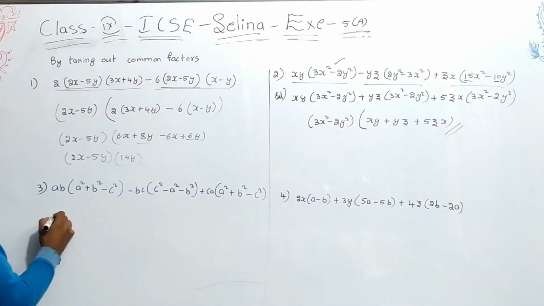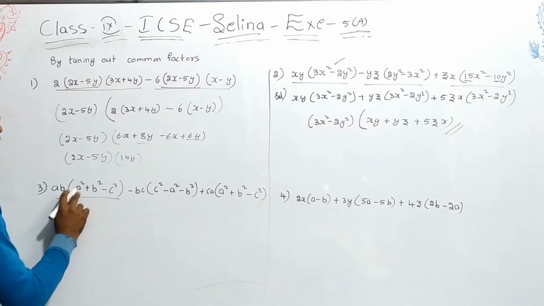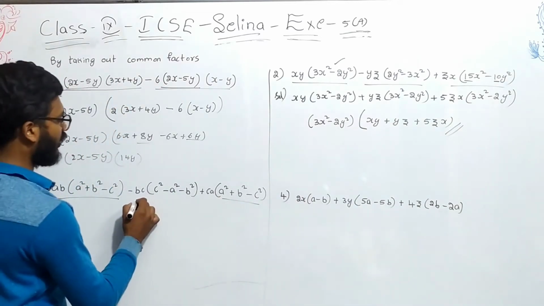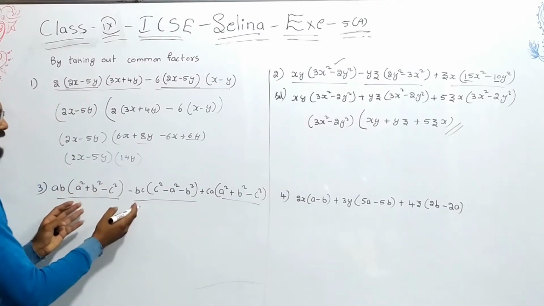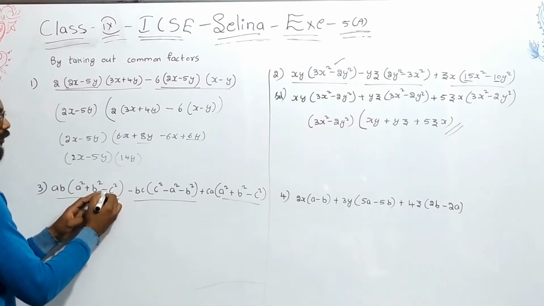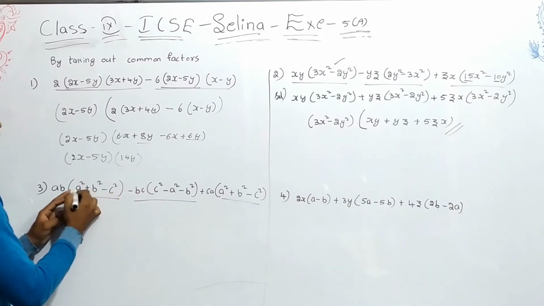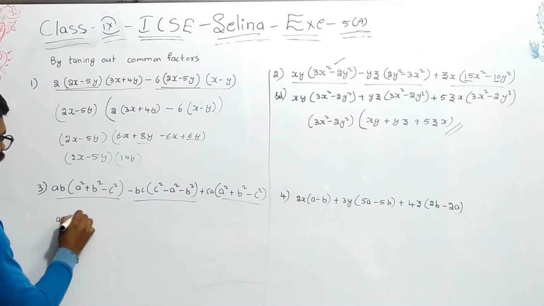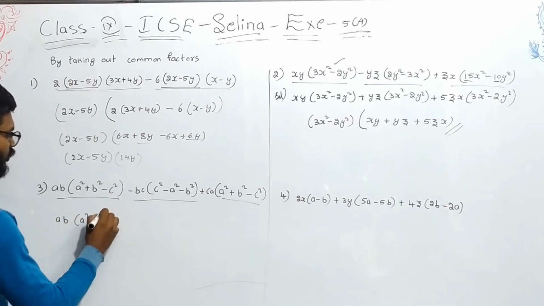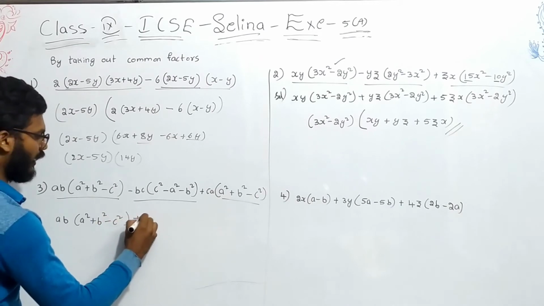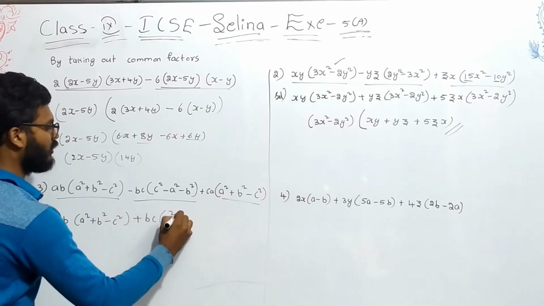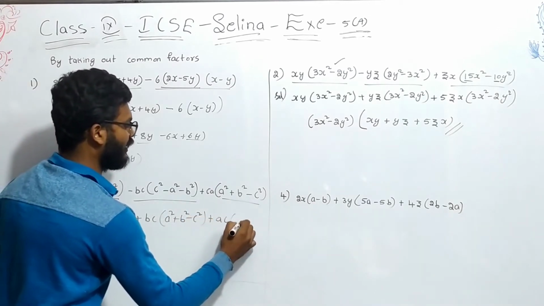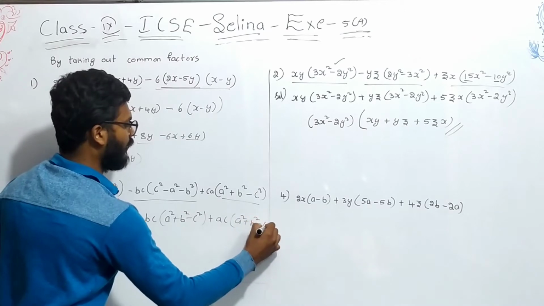Next, in the same way here, if you observe the first term, a square plus b square minus c square, here a square plus b square minus c square. In the same way, if you observe the third one, all signs are reversed. For c here we have minus, here it is plus. A we have plus, here minus. B we have plus, here minus. So I have to interchange them. So what can I do? AB into a square plus b square minus c square plus BC into a square plus b square minus c square plus CA, which is nothing but AC into a square plus b square minus c square.